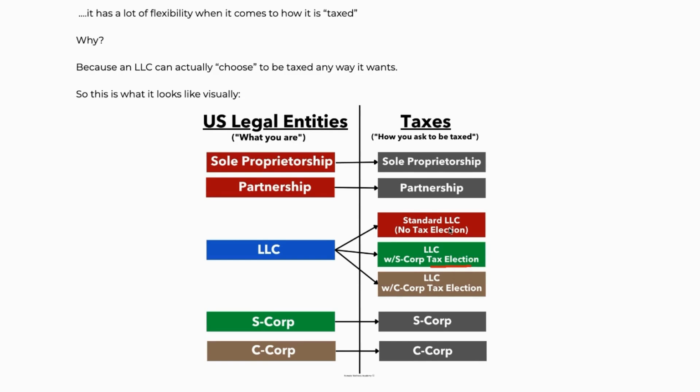And so when you first set up an LLC, it's just a standard LLC. It doesn't have any tax election. It gets taxed as a sole prop. And we'll explain this a little bit more in just a second, right? But then when you fill out that form, which is the tax election form, you can then say, hey, I want my LLC to get taxed now as an S Corp. I want to get my LLC taxed as a C Corp. And that is where the flexibility comes in, okay?